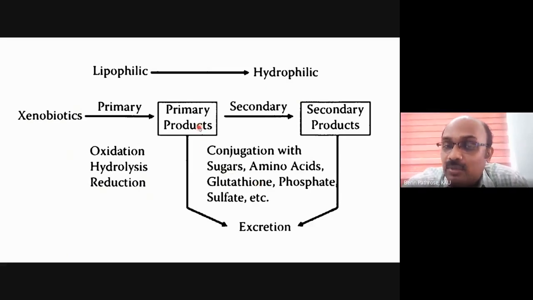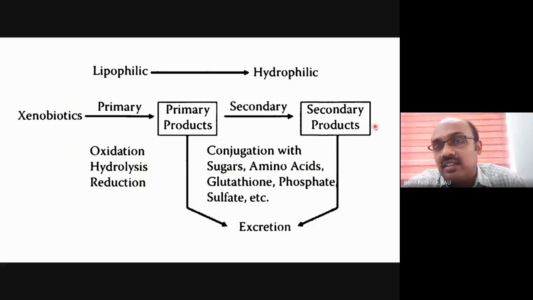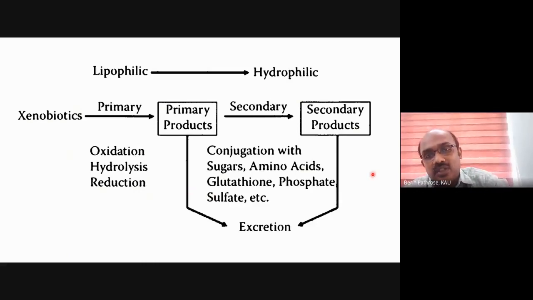So these primary products get conjugated with the molecules present in the insect body itself, and they get excreted as they are hydrophilic. These conjugation reactions are nothing but phase two reactions. Up to this it is phase one reaction. After this it is phase two reactions. Clear? Yes, sir. Okay.